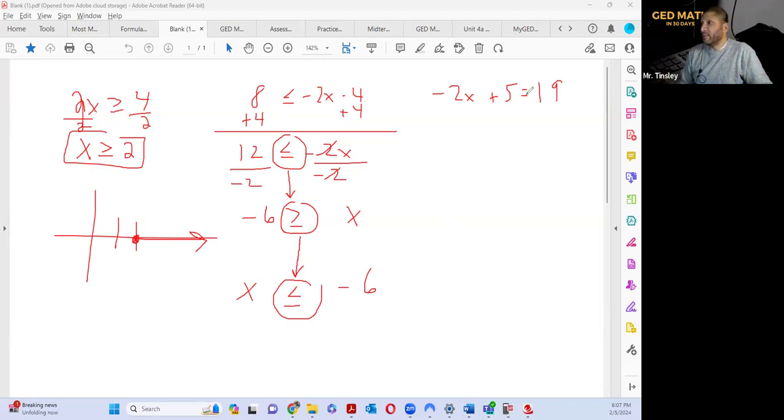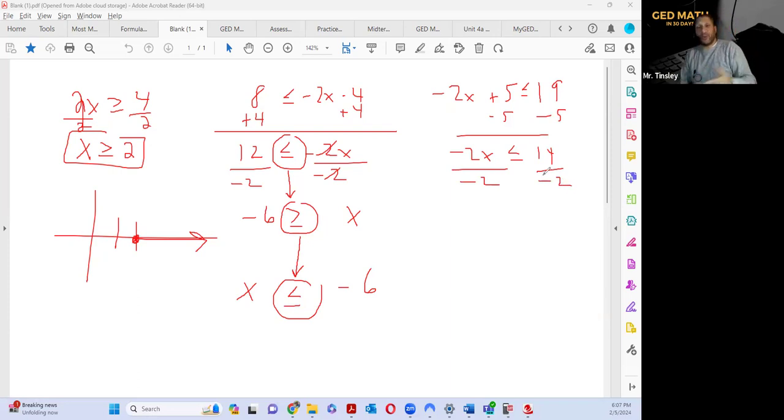Same thing here. We subtract 5 from both sides. We get minus 2x is less than or equal to 14. We divide both sides by negative 2. Again, what did I say? When you multiply or divide by a negative, switch the inequality. This becomes greater than or equal to, and this is minus 7.